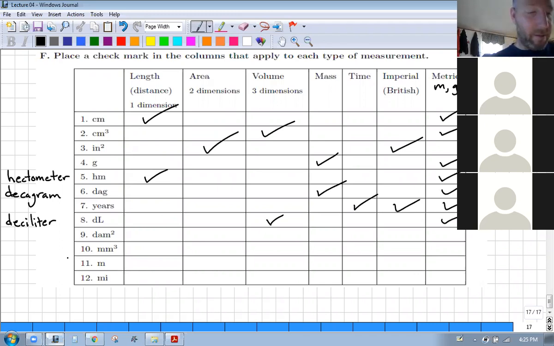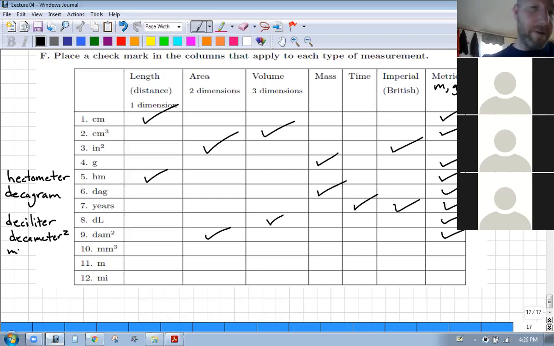All right, a dam squared. Let's see, dam unit. It's a decameter squared. We'll get to these prefixes: hecto, deca, centi, and so on. We'll have a chart of those later, and it just tells you how many times you're multiplying by 10 or how many times you're dividing by 10. But since it's a meter squared, that gives you an area. And since it has meter in it, it is metric.